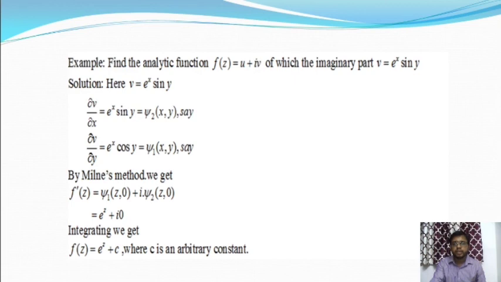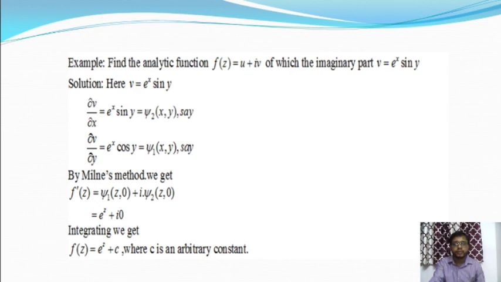So here the function, that is the imaginary part v, is given. So from this we are looking to find the analytic function f of z without finding u. That means we'll apply the Milne Thomson method for finding the analytic functions. So here v is given, and u is not given in this problem. So v is equal to e to the power x into sine y.